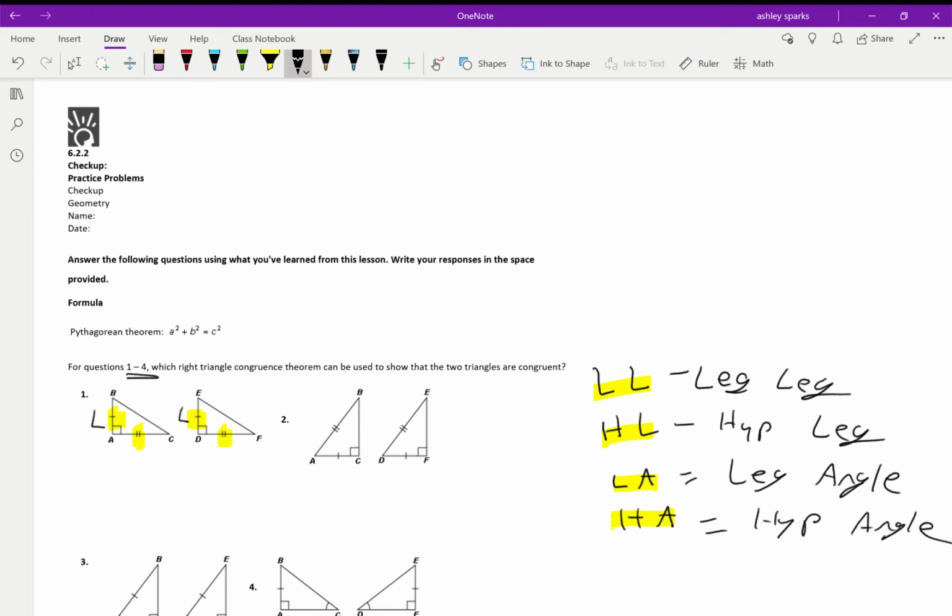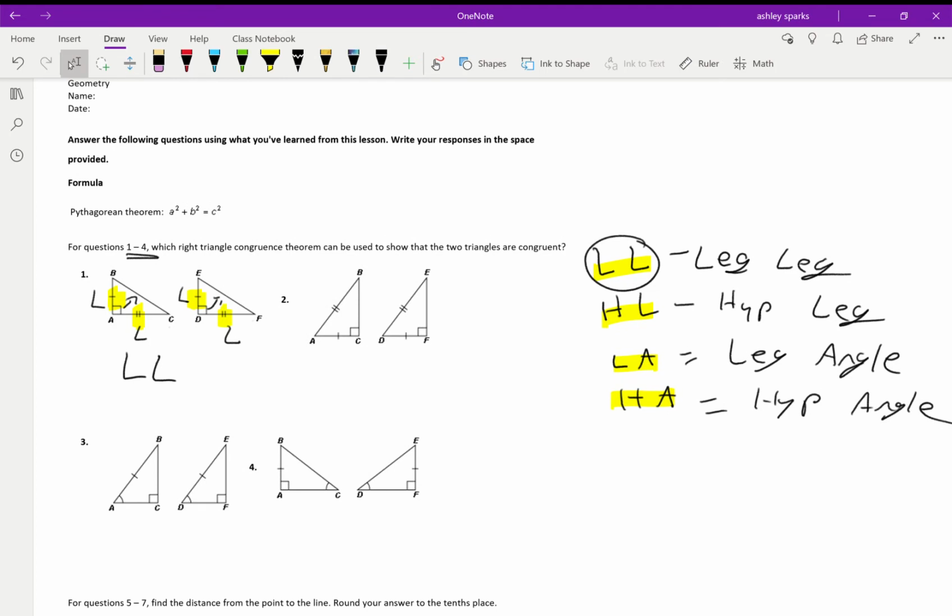And same thing over here with ED. If I look at AC and DF, another way to tell the hypotenuse is it's always across from the right angle. So since I'm not given the hypotenuse, these also must be legs, which means this is the leg-leg theorem. Okay? And you want to do this with each of these triangles.